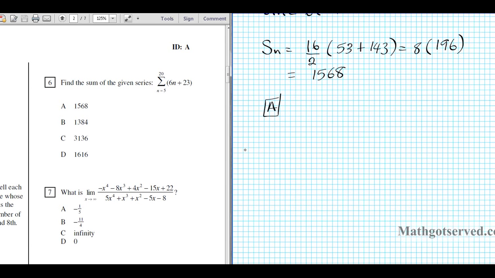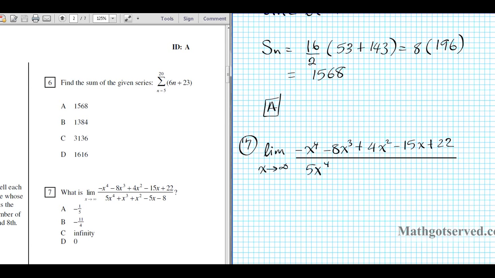Now I'm going to shift gears and work on infinite limits for a second. So we have to find the limit as x goes to infinity of negative x to the 4th minus 8x to the 3rd plus 4x squared minus 15x plus 22, and then that divided by 5x to the 4th plus x to the 3rd plus x squared minus 5x minus 8.